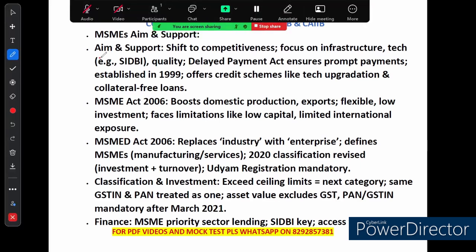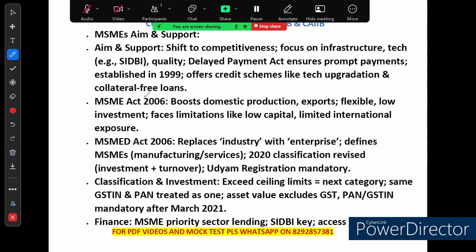Now, what is the aim? As you can see, MSMEs are all about boosting competitiveness, right? They focus on infrastructure, technology, and quality. Plus, thanks to the Delayed Payment Act, you know about this Delayed Payment Act? Thanks to the Delayed Payment Act, MSMEs get their payment on time. Now, support for MSMEs: they have credit schemes to help, like loans for tech upgradation and even collateral free loans.